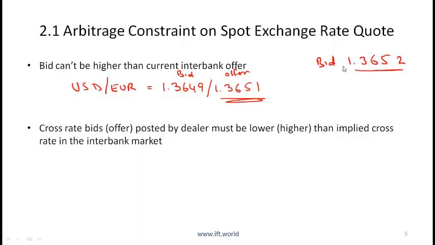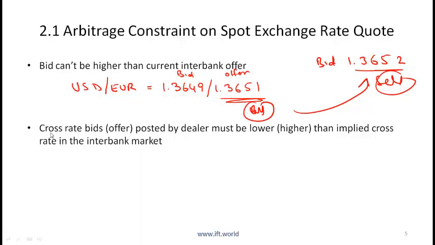Bid over here means that in the interbank market, a dealer is willing to buy at this rate. So the third party, which is making an arbitrage profit here, is going to buy at this rate and then sell at this rate. If such a situation even arises, it will be arbitraged away very quickly. The key point from an exam perspective to remember is this arbitrage constraint: a bid can't be higher than the current interbank offer rate. If this does temporarily happen, it will be arbitraged away.